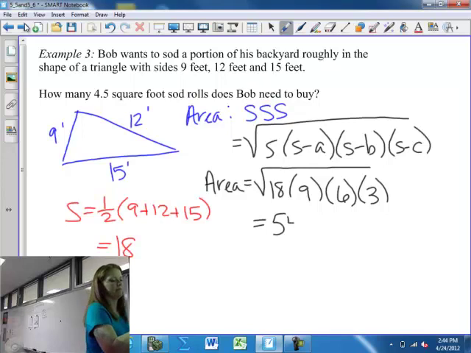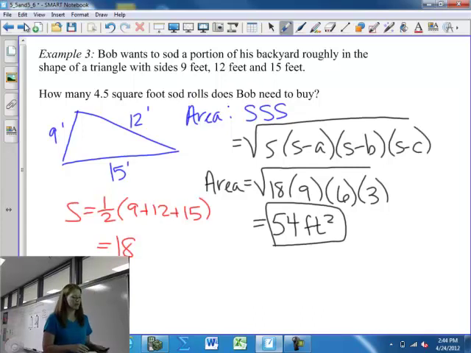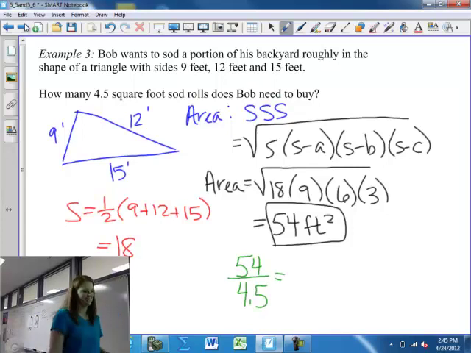That was convenient. But does that really answer our question? No, because this is the area that Bob has to sod. And if he's filling it up with 4.5 square foot sod rolls, how many rolls does he need? Well, we just need to know how many times 4.5 goes into 54. Exactly 12.